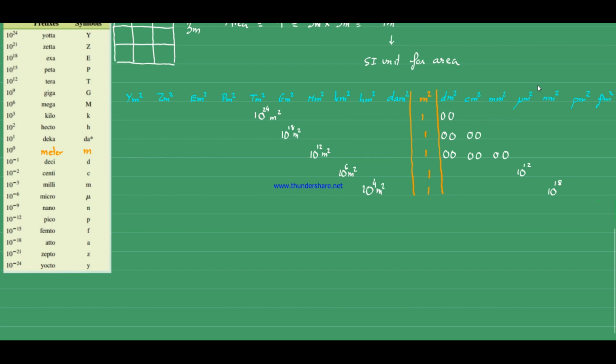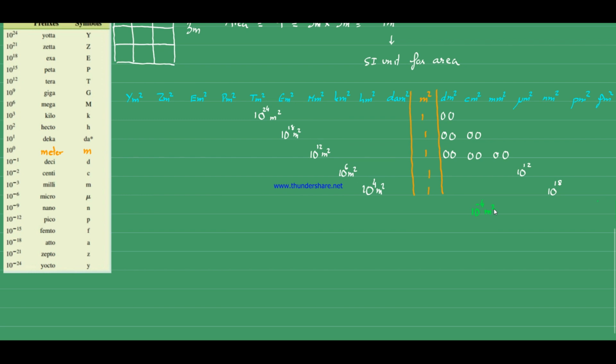Now, what if you want to go from the right hand side to the left hand side, which I believe in the last video I forgot to mention. You're gonna do the same way, but you're gonna put the negative as the exponent. So for example, let's say you want to go from centimeter square to meter square. So 1 centimeter square is actually 10 to the negative 4 meter square.